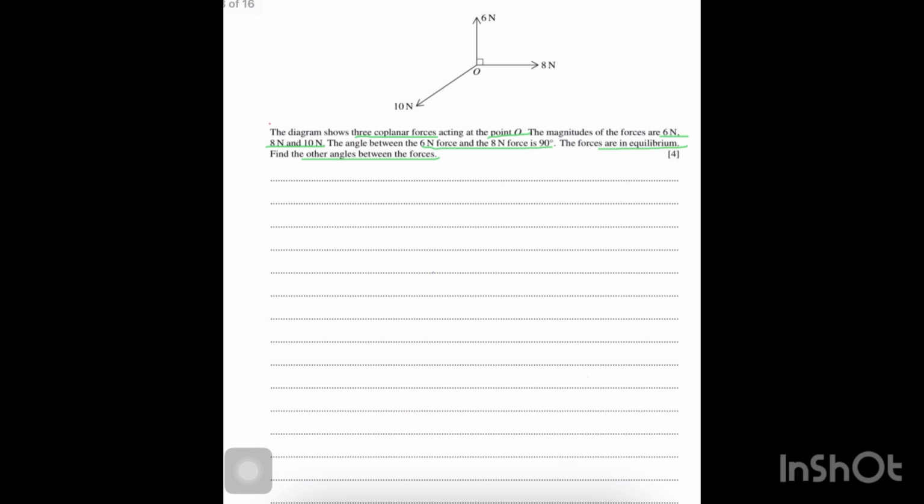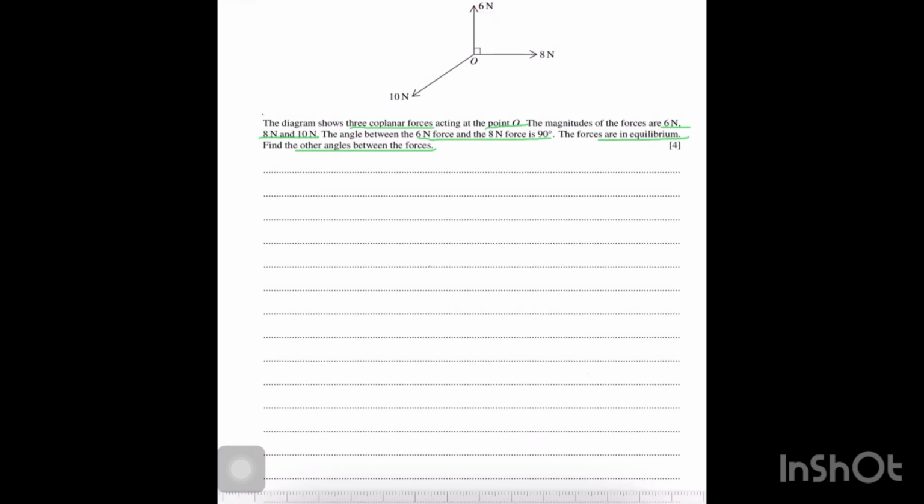So first we have to recognize what angles we have to find. We have to find this angle, which is between the 10 newton force and the 8 newton force. So we will call this angle A. And the other angle in this question is this angle, which we will call B, which is between the 10 newton force and the 6 newton force.